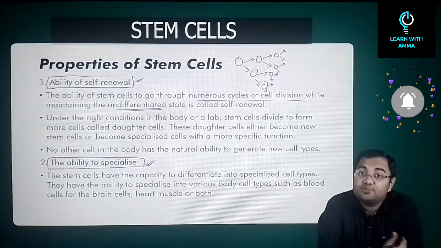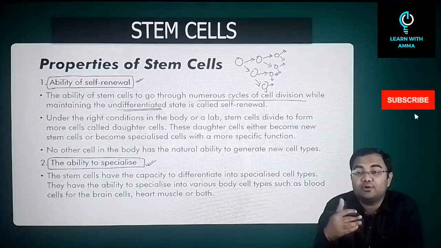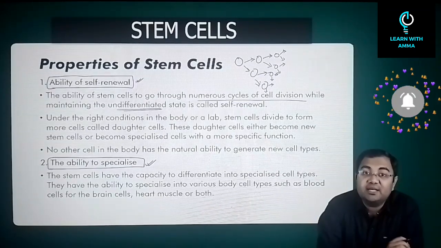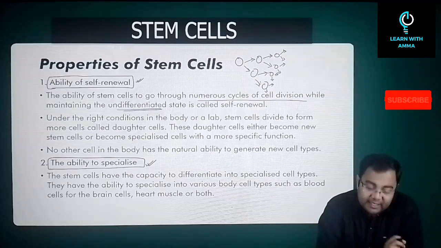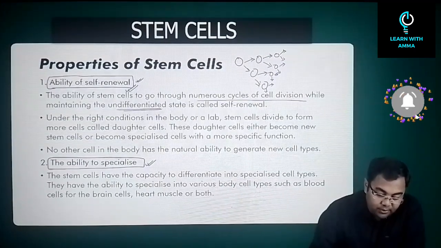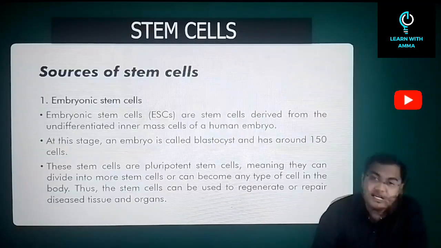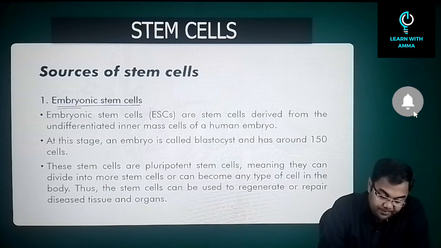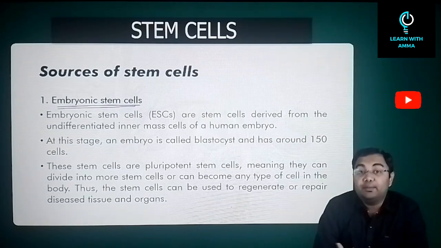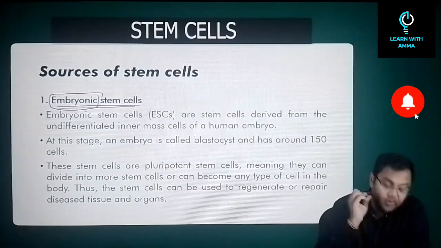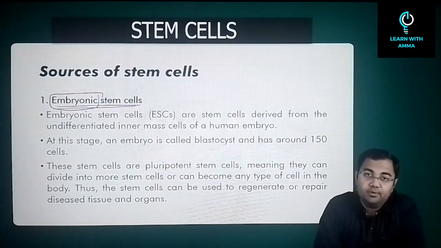Now, their property of specializing into something also varies according to what kind of stem cell we are talking about. In general, there are 3 different types of stem cell. Let's try to understand what they are. They have the ability to self-renew, and they have the ability to specialize. The type of stem cell based on their source is embryonic stem cell. Now, when we talk about embryonic stem cell, what does it mean? It is coming from the embryo.